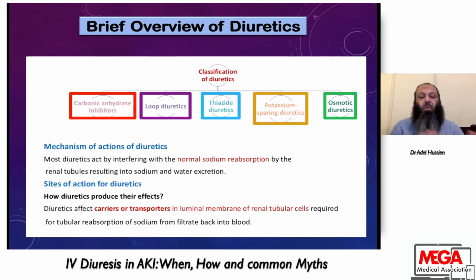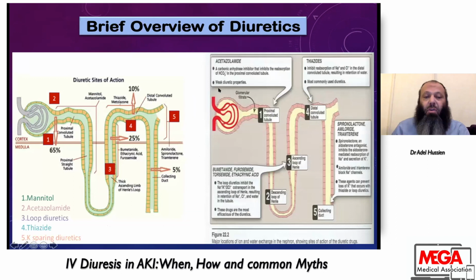This is the mechanism where the sites of action are totally different, and I will show you where each one of these diuretics acts, its site of action. But we should also know that those diuretics affect the carrier or the transporter, because there is a transporter at the luminal membrane of the renal tubules, if you remember the physiology. So those are the common sites for the diuretics regarding the sites of action and the common types.